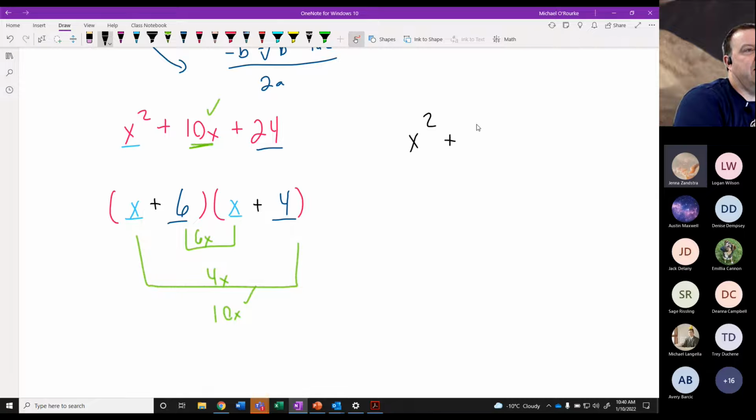X squared plus 7x plus 12. Same thing as before, don't write in your answer. You write your answer in, but don't press enter. It's blue.